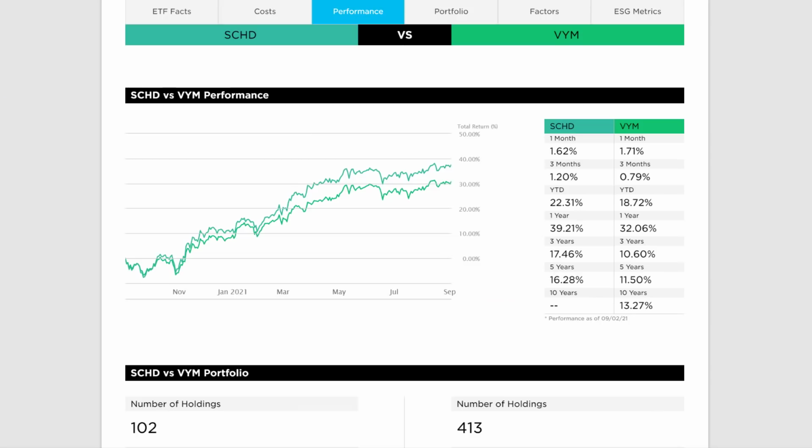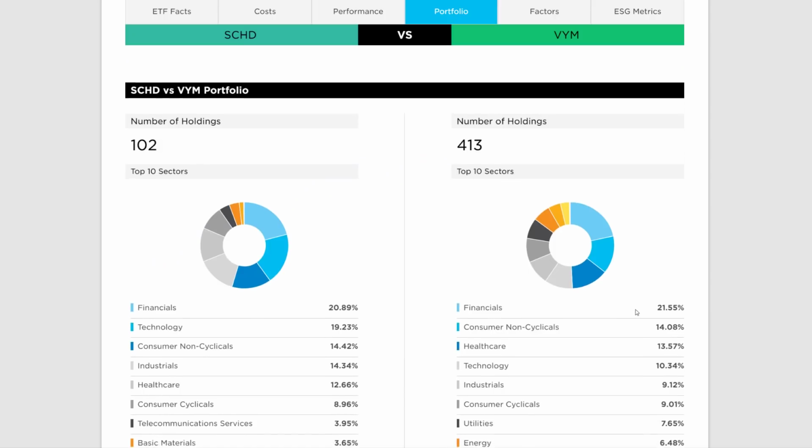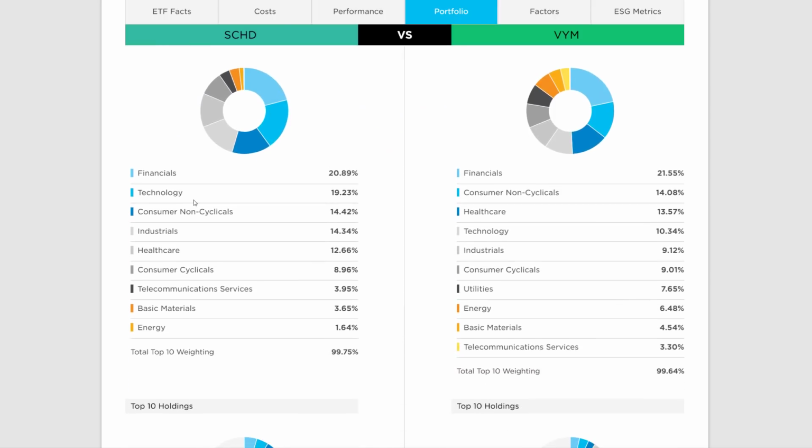When looking at the performance, SCHD has outperformed VYM, from what I can tell, in almost every time period. And if you look at the 10-year, it's just over 15%. This chart is not updated, but it is about 15.5% for SCHD, so outperforming VYM. When looking at the sector weighting, you can see that both of their largest is in financials. SCHD has more exposure to technology. And you can see that energy is the lowest on SCHD, whereas VYM has a little bit more in energy.